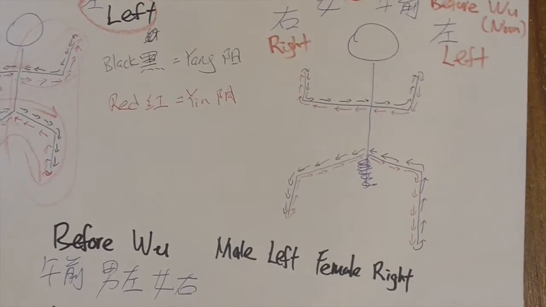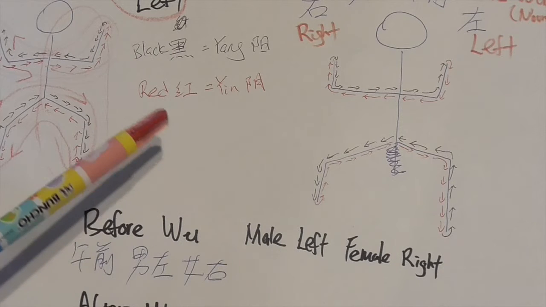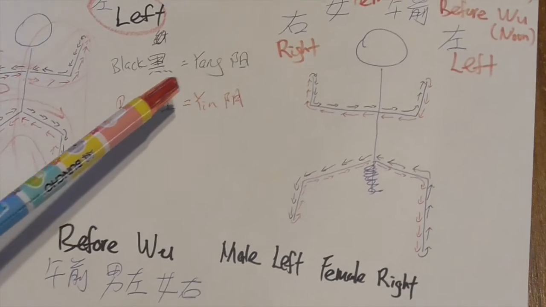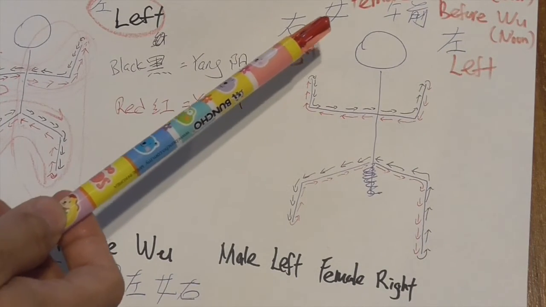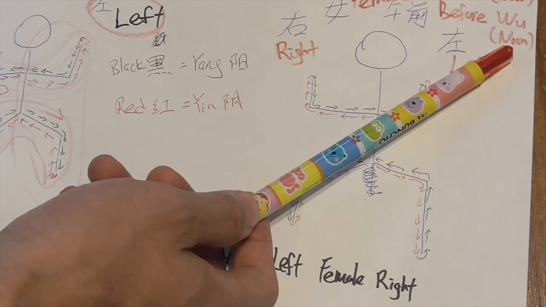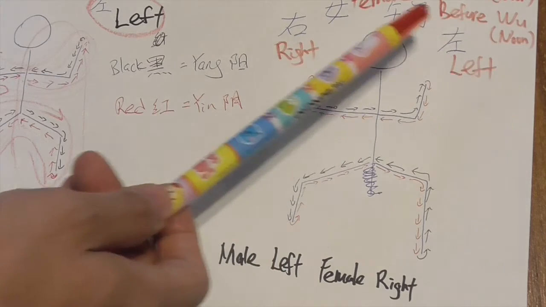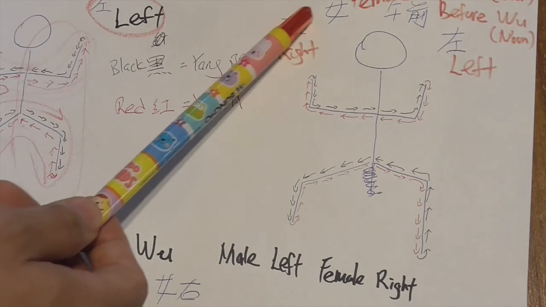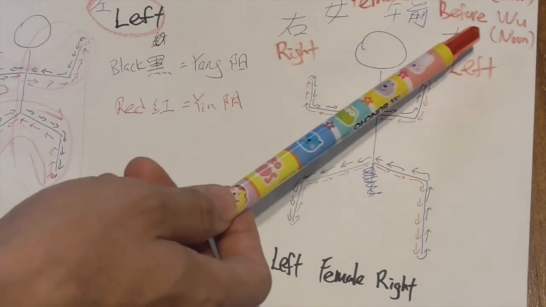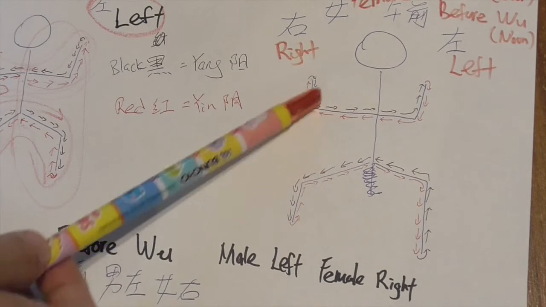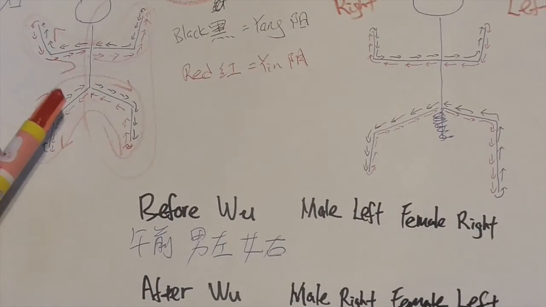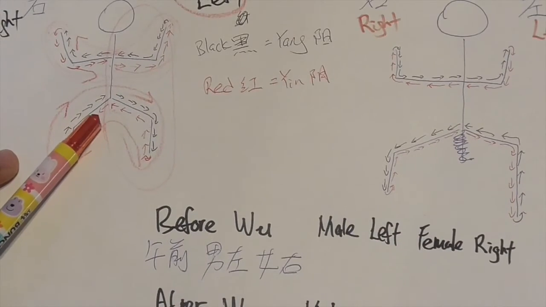Now we talk about the female. Female before 11 a.m. is the right side. Female right, so before 11 o'clock it's that map. After 11 o'clock, go to this map.